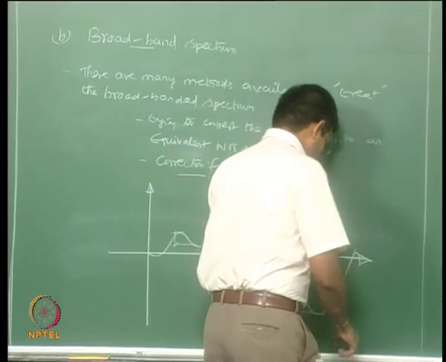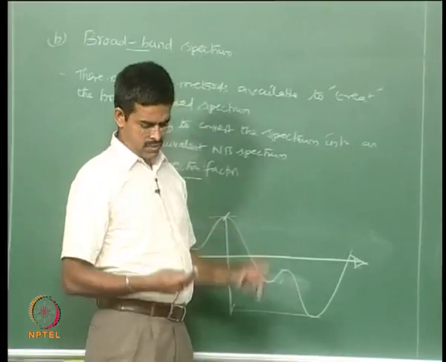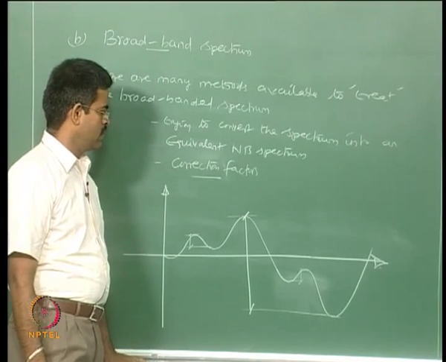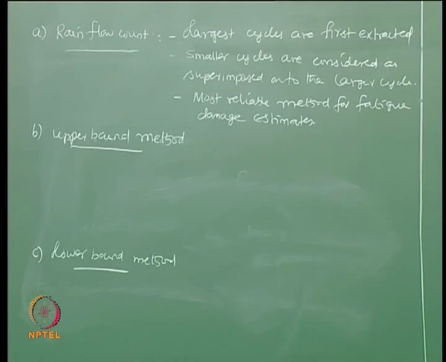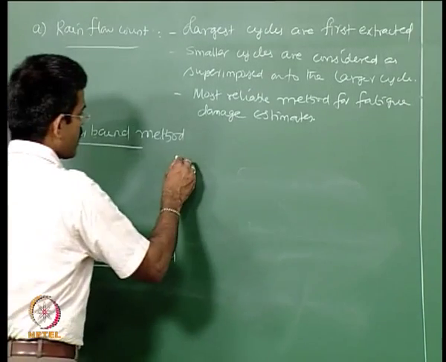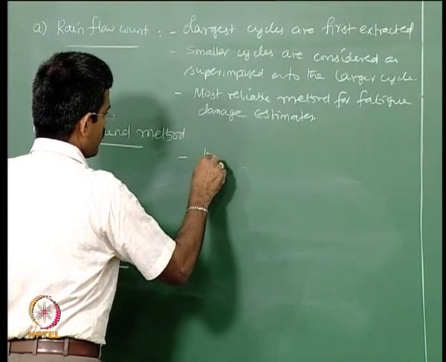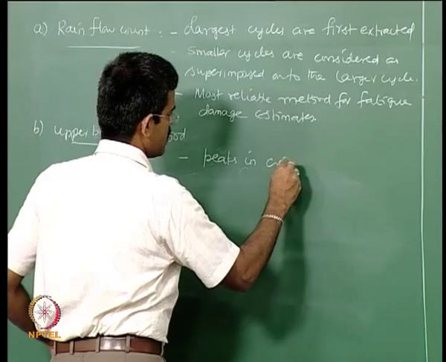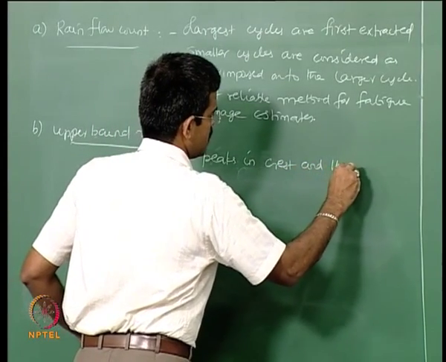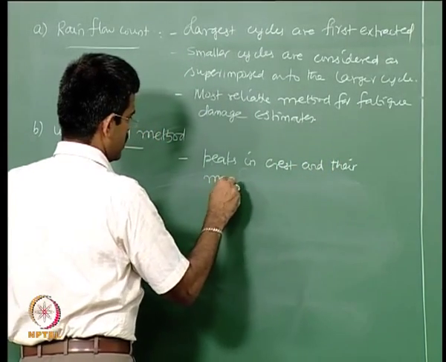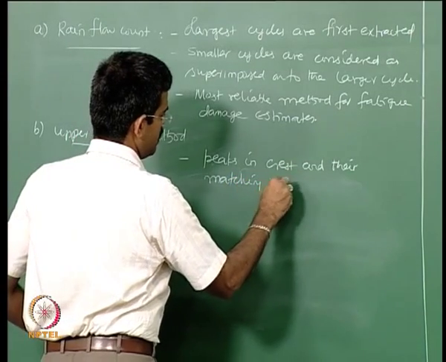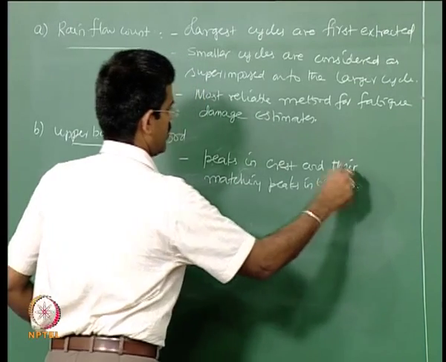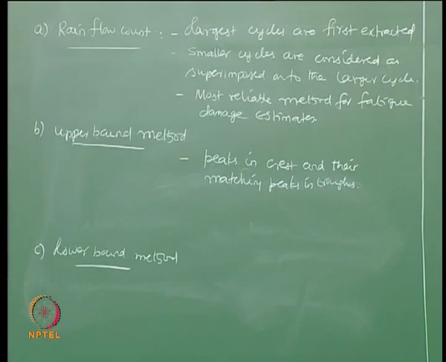Now, if you look at the next technique, which is the upper bound method, in this case look for the peaks in crest and their matching peaks in trough and form a pair. Let us say, what does it mean?